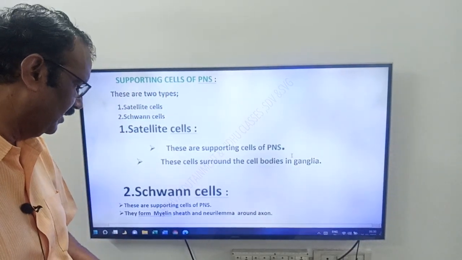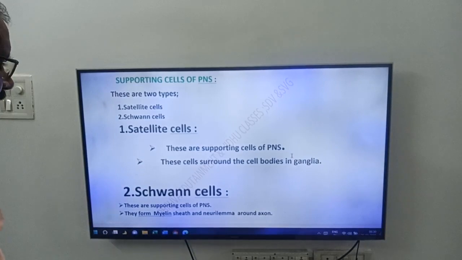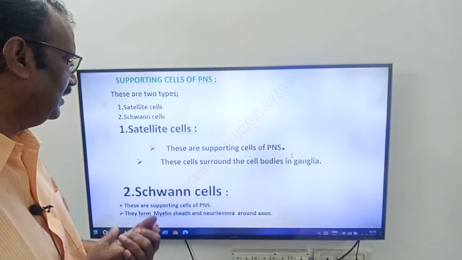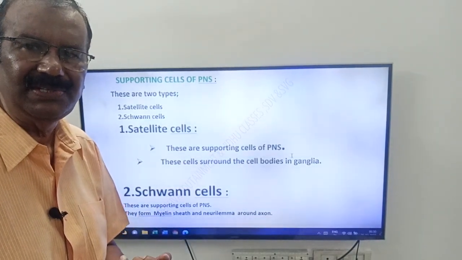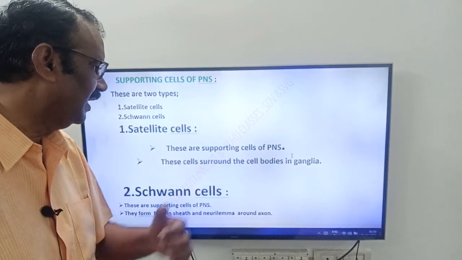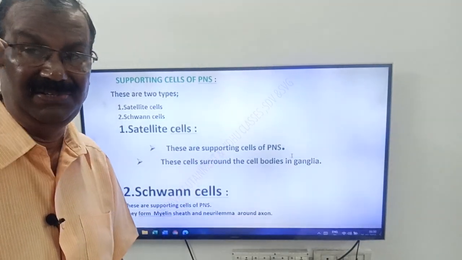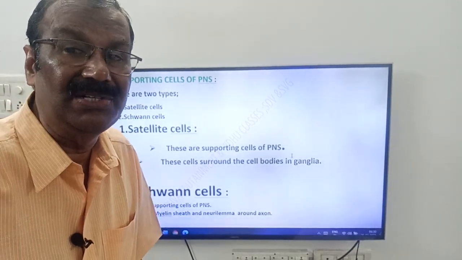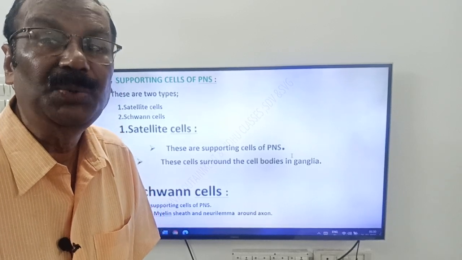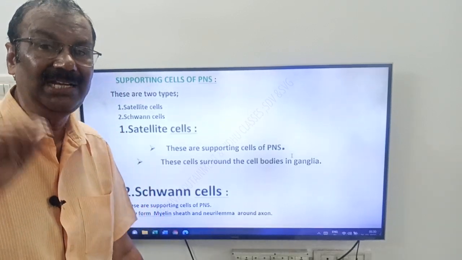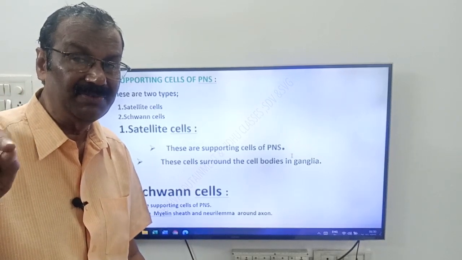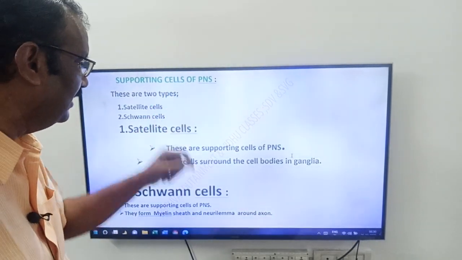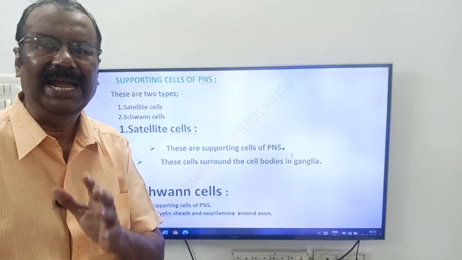How many types are there, friends? Two types are there. What are they? Satellite cells and Schwann cells. What is the role of satellite cells, friends? These are supporting cells of peripheral nervous system. These cells surround the cell bodies in ganglia, friends. You know, friends, a group of nerve cell bodies of the peripheral nervous system is called ganglia. These supporting cells of the peripheral nervous system, that is satellite cells, surround the cell bodies in ganglia.